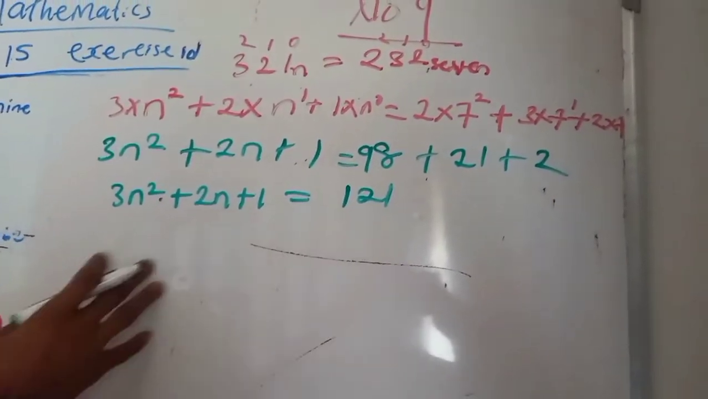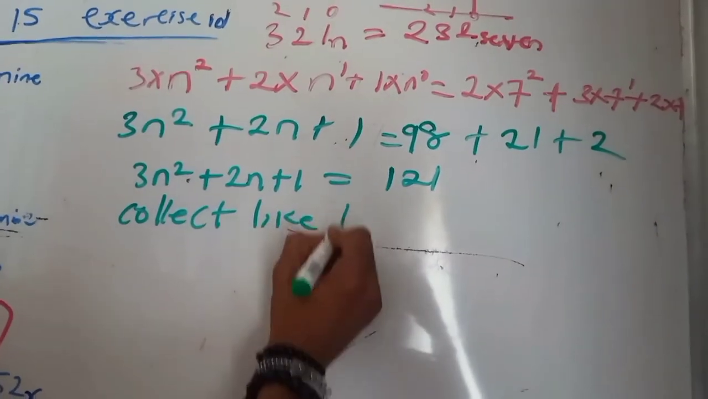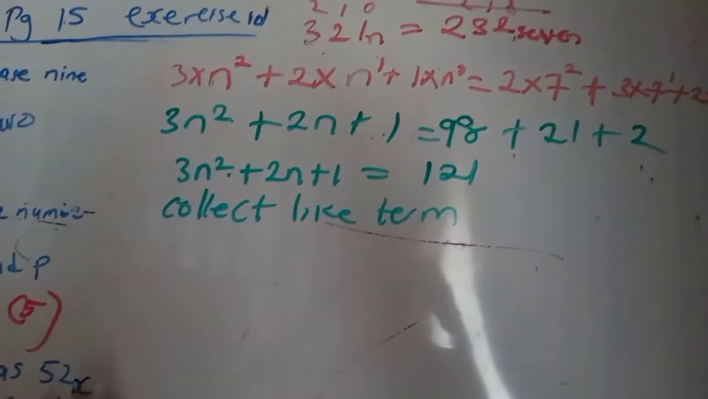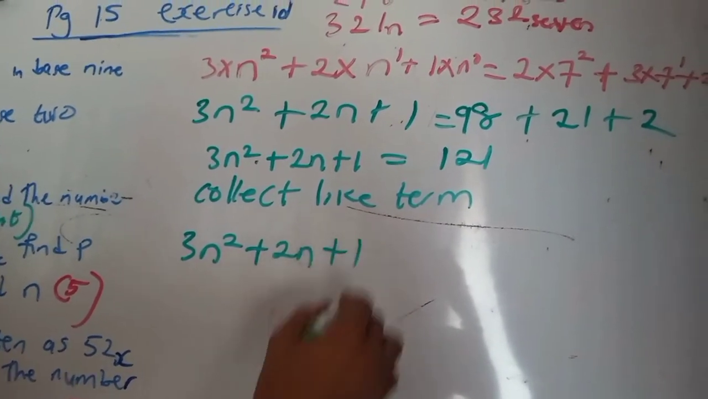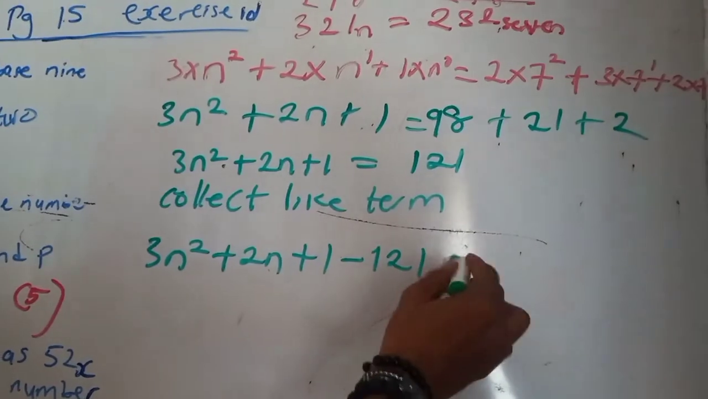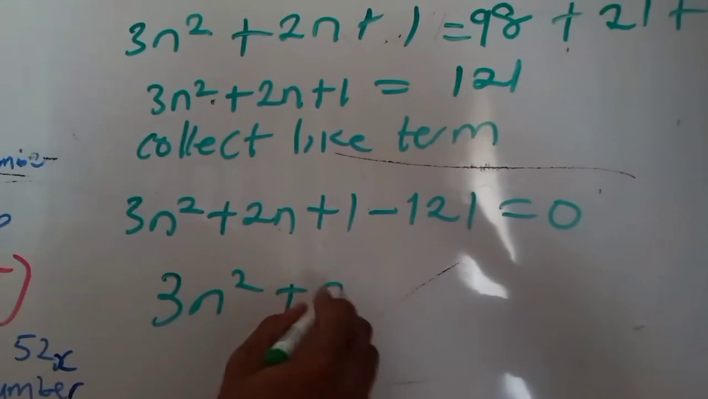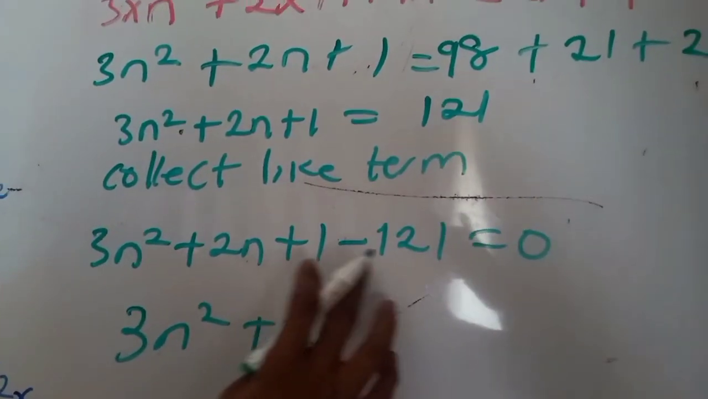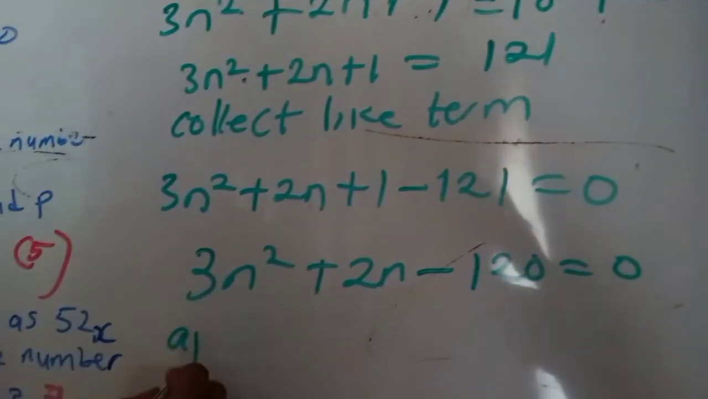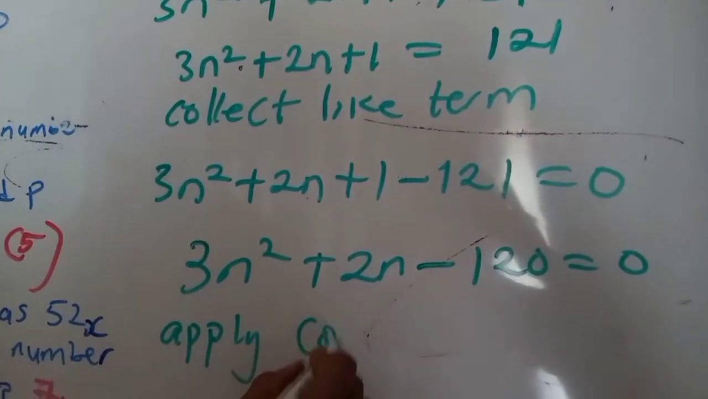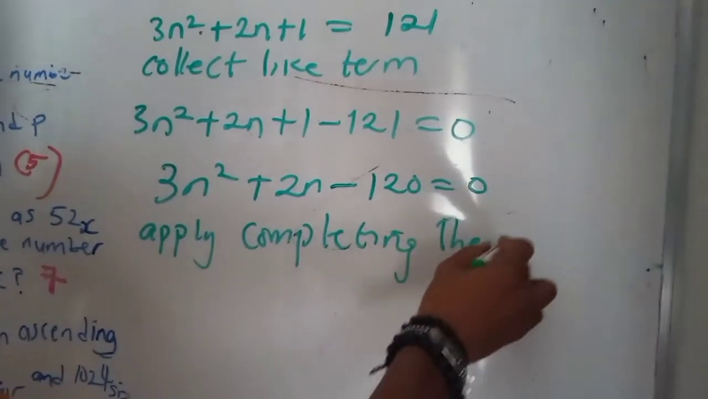121. So this 98 plus 21 plus 2 is 121. Do what? Collect like terms, or group them, to one side. So bring that: 3n squared plus 2n plus 1 minus 121 equals 0. So 3n squared plus 2n plus 1 minus 121 is minus 120, equals 0. Apply what? Apply the completing square method, which is the quadratic equation.